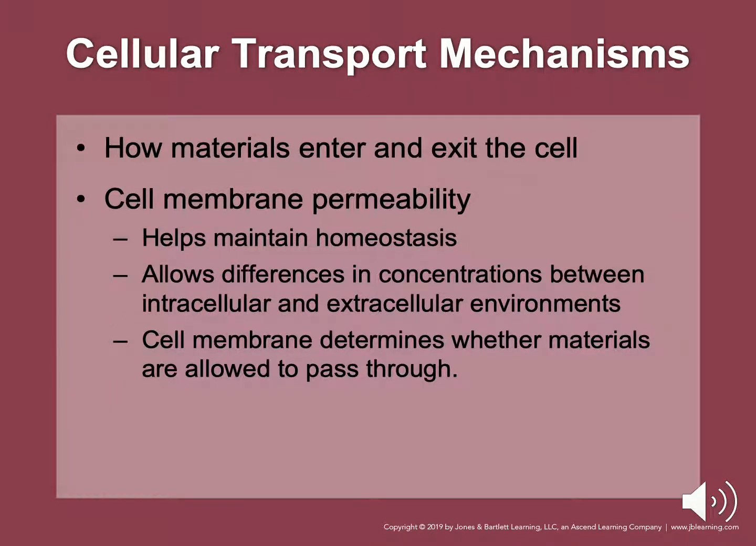So cellular transport mechanisms, how materials enter and exit the cell. The cellular membrane is selectively permeable, so it helps maintain homeostasis. Homeostasis is the normal in which your body tries to stay at all the time. If it's not at homeostasis, then it is going to try to do something to get back to it. So allows differences of concentrations between intracellular and extracellular environments. Cell membrane determines whether the materials are allowed to pass through.